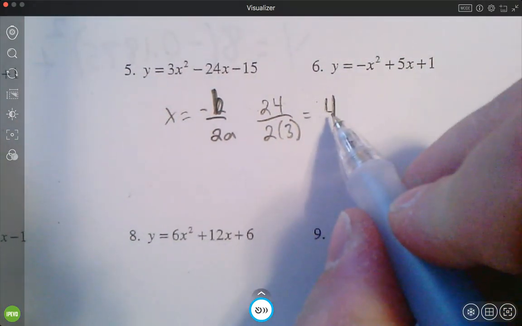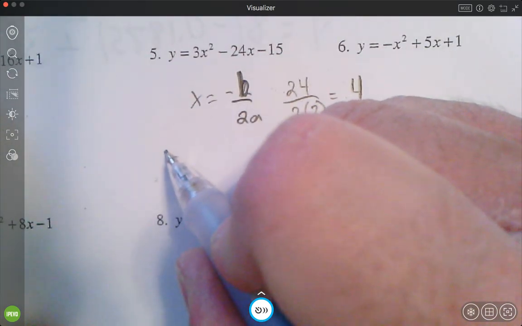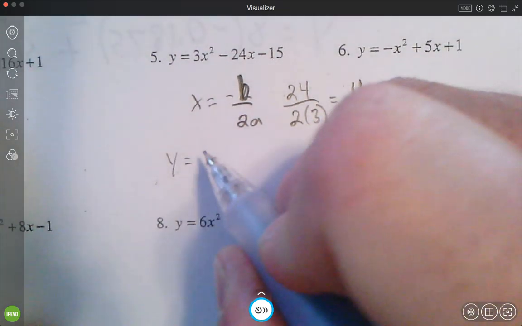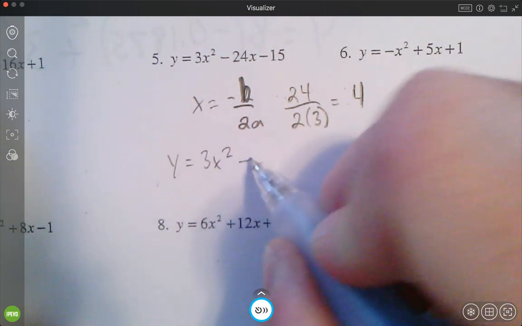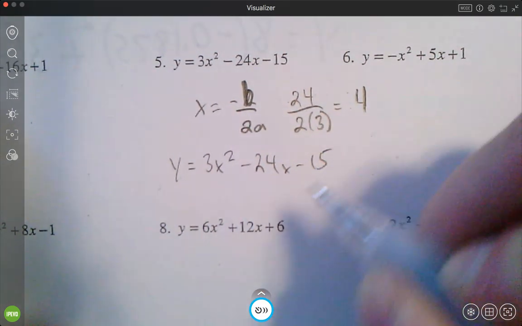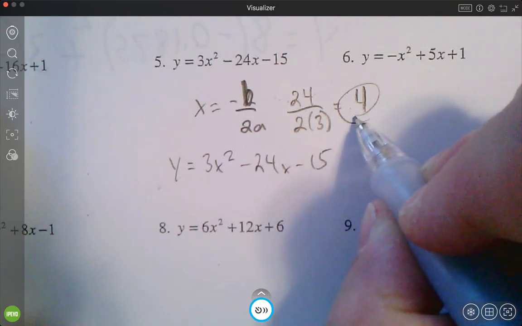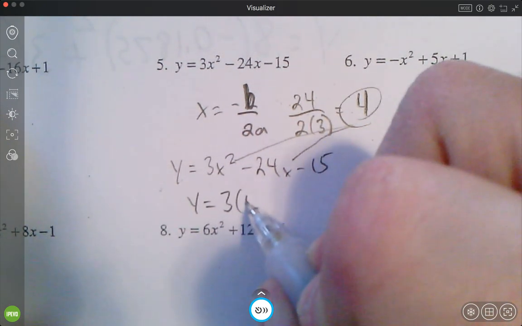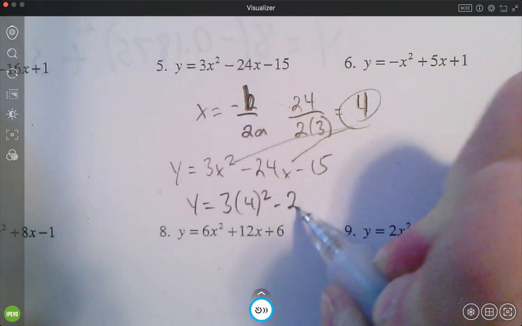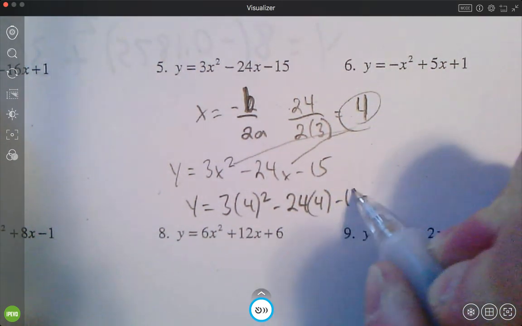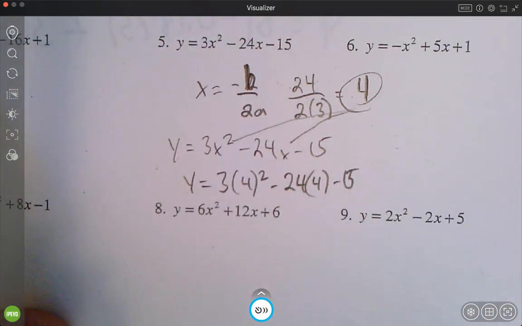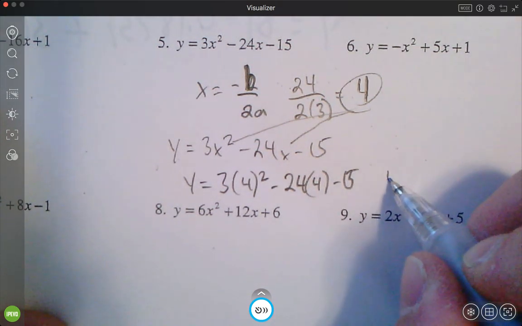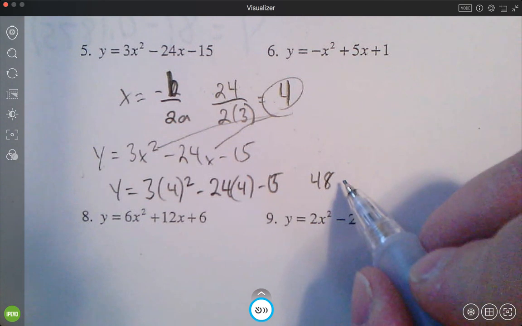But now I'm really just looking for my vertex, so I've got to plug that in. This is the part people are struggling with. To get my y, I'm going to plug x equals 4 into 3x squared minus 24x minus 15. So that x equals 4 is going to go there, and it's going to go there. So I'm left with 3 times 4 squared minus 24 times 4 minus 15. So 4 squared is 16, and 3 times 16, I don't want to get that wrong, is 48.